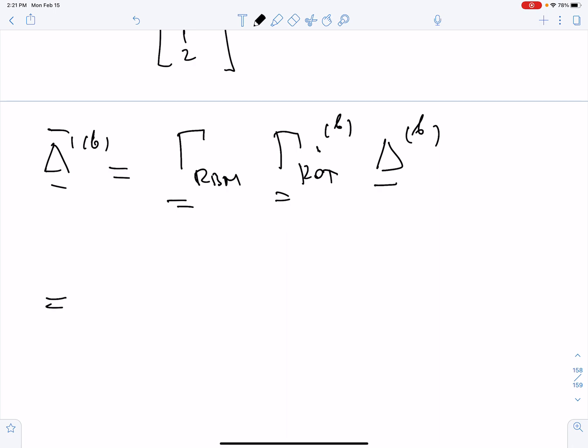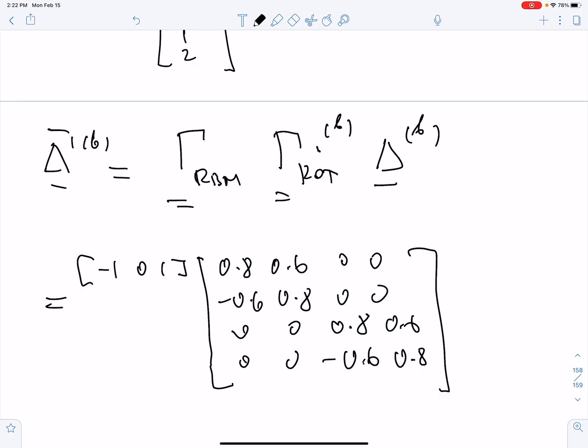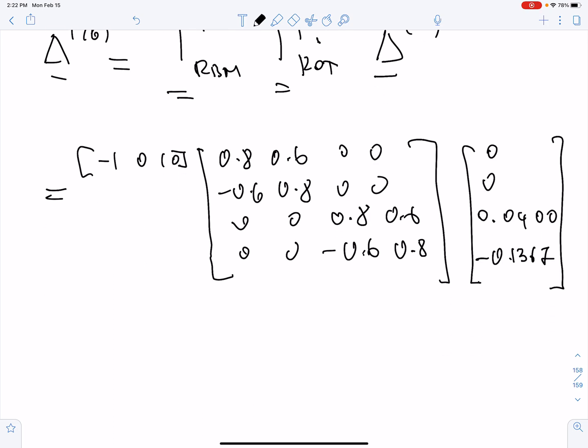So in this case, minus 1, 0, 1, 0 times 0.8, 0.6, minus 0.6, 0.8, 0, 0, 0, 0, 0, 0, 0, 0, 0.8, 0.6, minus 0.6, 0.8. Again, I don't recommend you do it by hand. You can do it all on the computer. You stick in 0, 0, 0.0400, minus 0.1367. Okay, and so once you carry out that multiplication, you get minus 0.05.